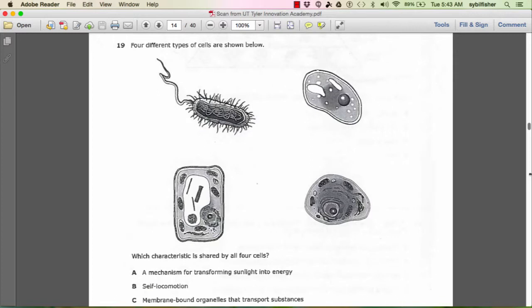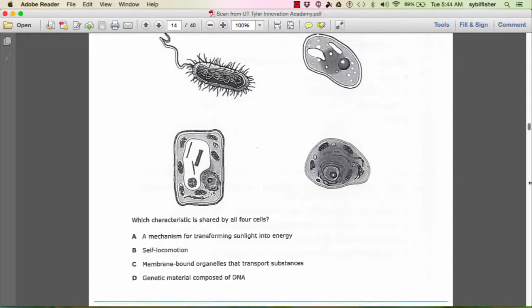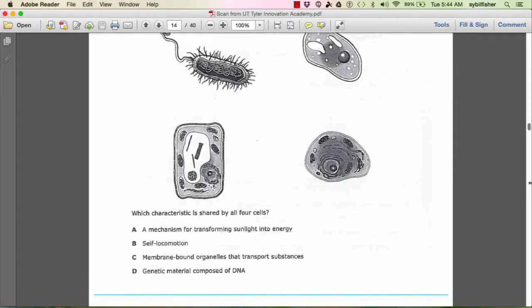Number 19. 4 different types of cells are shown below. Which characteristic is shared by all 4 cells? A. A mechanism for transforming sunlight into energy. B. Self-locomotion. C. Membrane-bound organelles that transport substances. Or D. Genetic material composed of DNA.